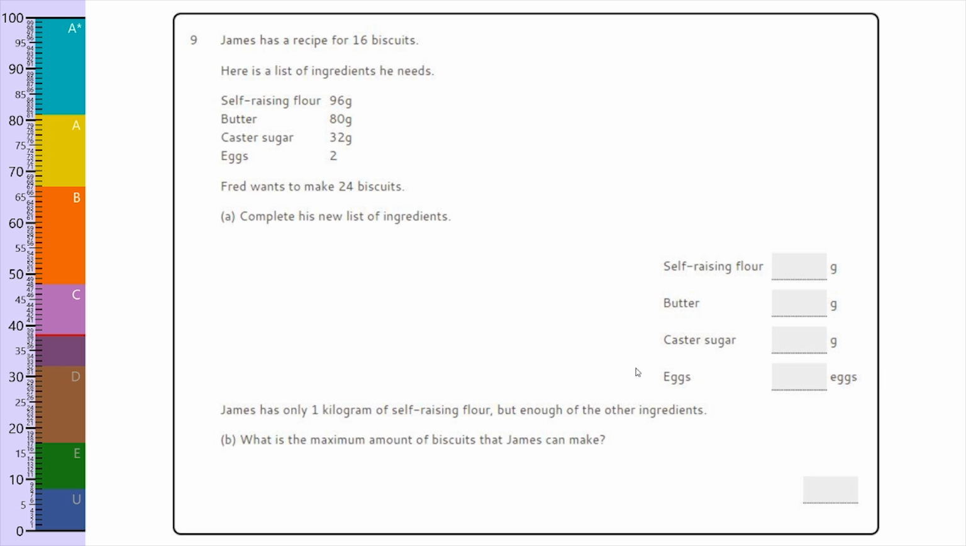Okay, so good old recipe question. Let's have a look. This recipe is for 16 biscuits and Fred wants to make 24. So the first thing I want to work out is 16 times what is 24. To do that, we use our old friend the division. I do 24 divided by 16 to work out what 16 is multiplied by to get to 24. Divide both by 8 and you get 3 over 2, which is also 1.5. So it's going to be 1.5.